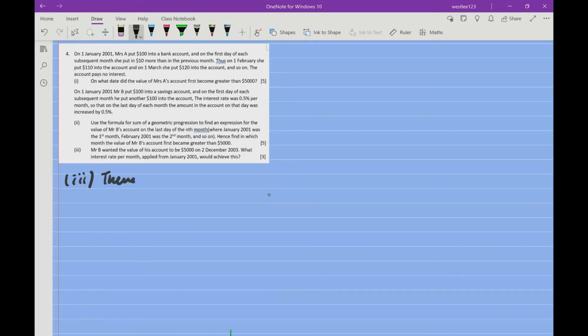This is important. There are 35 months from 1st of Jan 2001 to 1st of November 2003 that have interest. Okay, December 2003 has no interest because interest is applied at the end of the month, not on 2nd of December. So December has no interest.